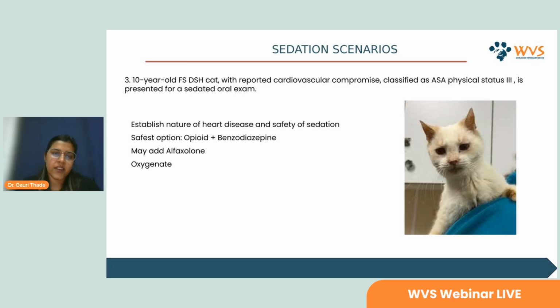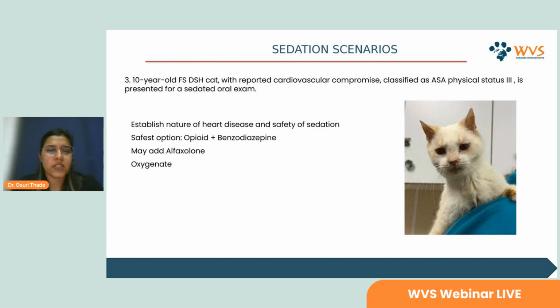Our third scenario is a 10-year-old female spayed DSH cat with reported cardiovascular compromise, classified as ASA physical status 3, and is presented for a sedated oral exam. Before trying to sedate this animal, you always have to determine the nature of the heart disease and whether or not it is safe for sedation.